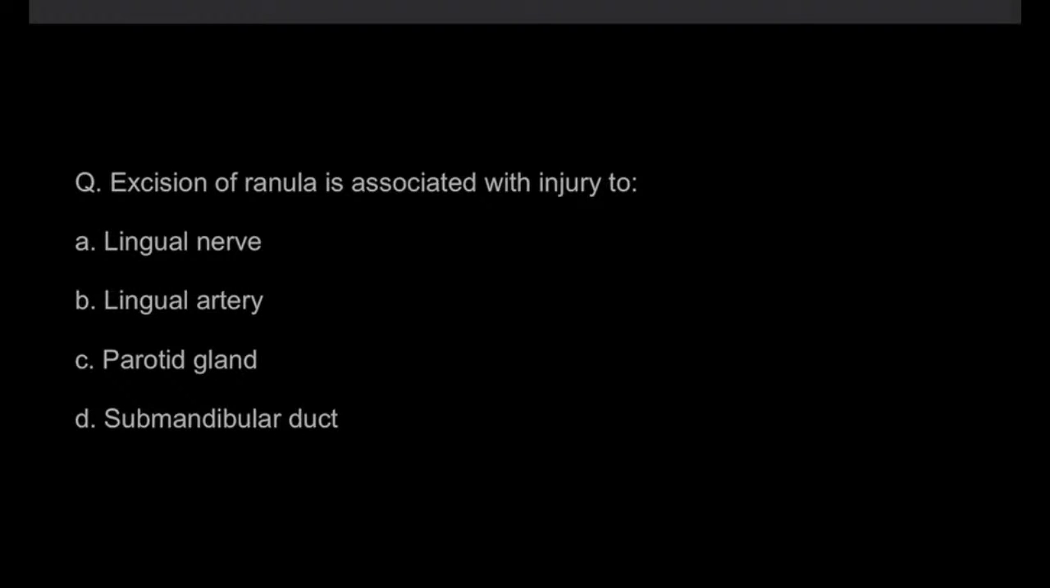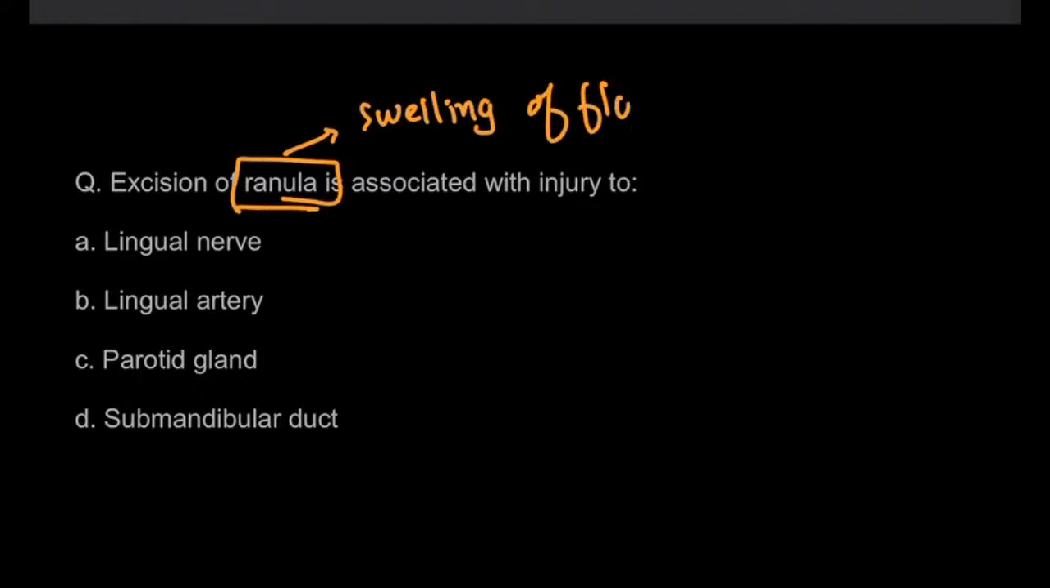Now, a pretty simple and straightforward question. Excision of a ranula. So let's say there is a ranula. Ranula is basically a swelling of the floor of the mouth. What I'm trying to ask you is, what is a nerve injury? Sorry, not the nerve. What is a structure which can be injured if you are going for an excision of ranula? Is it the lingual nerve, the lingual artery, the parotid gland, or the submandibular duct?